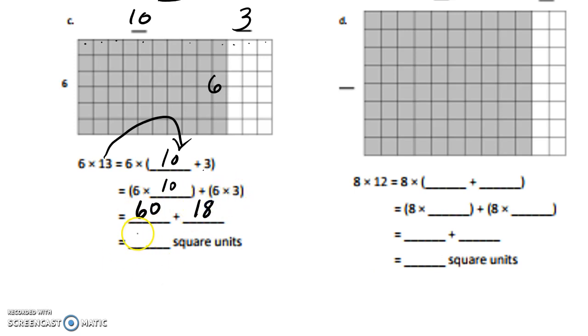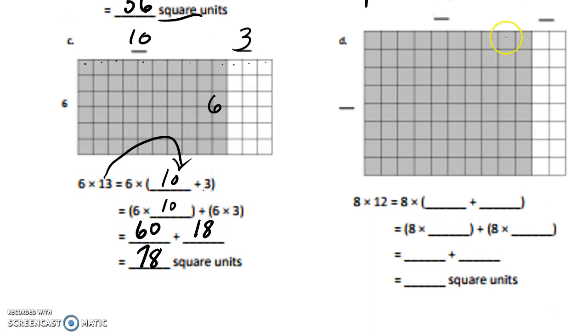So if I add them together, I get 78 square units. And you could count them to double check. It's a lot easier to do it with a chunk of 10 and a chunk of 3 than it is to multiply by 13. All right, last one on this page.